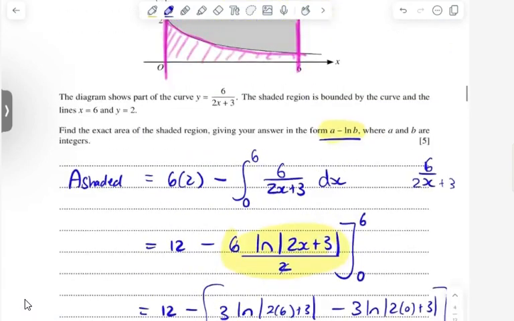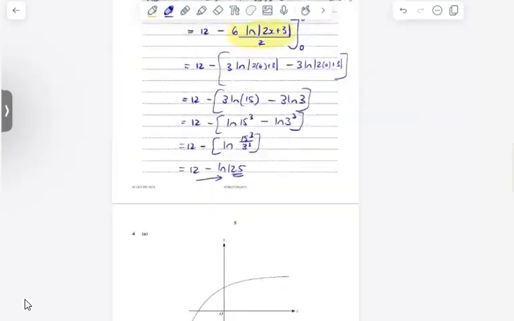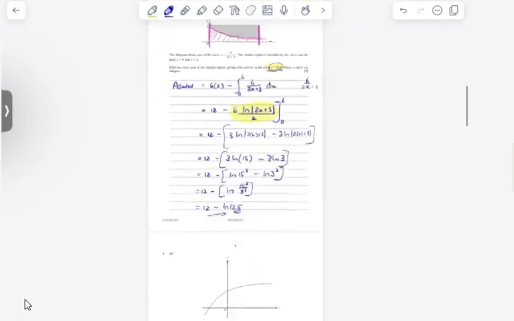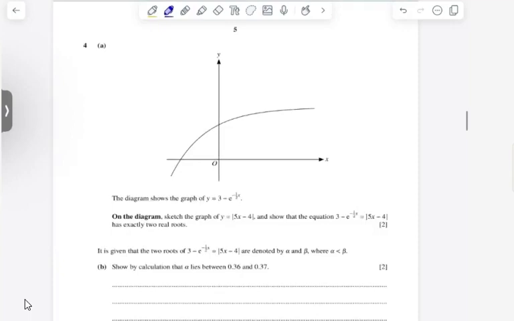So they wanted it to be A minus ln B, where A and B are integers. We also didn't want to leave B as a fraction at all. And that is question 3 done. So integration and a little bit of ln and log laws.